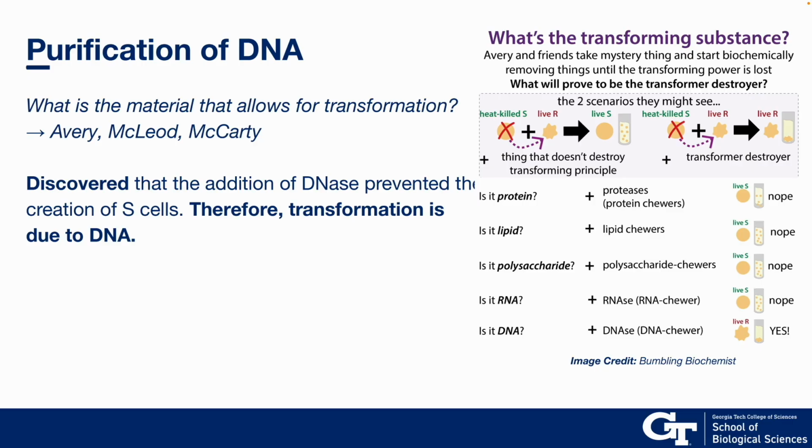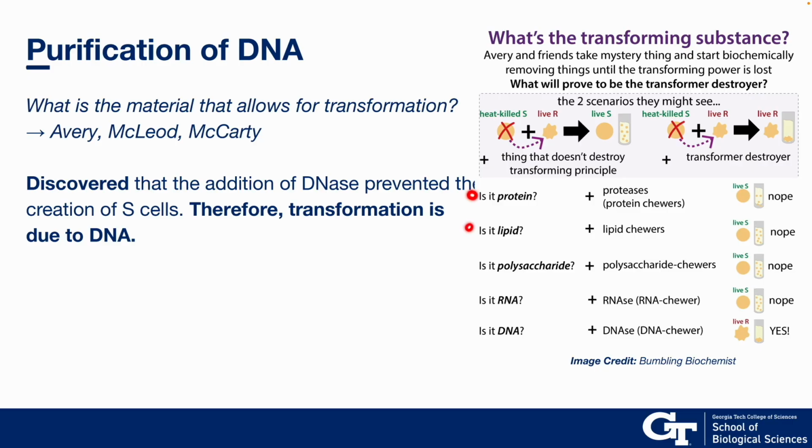So that's what they did. They just mixed a bunch of stuff into this solution, right? So the first thing they said is, hey, is the genetic material protein? I'm going to mix it with some enzymes, some proteases that destroy protein. And guess what? We get S cells. So protein is not the genetic material. What about lipids? Well, we mixed it with some lipases, which destroy lipids, and we still get S cells. So lipids are not the genetic material.